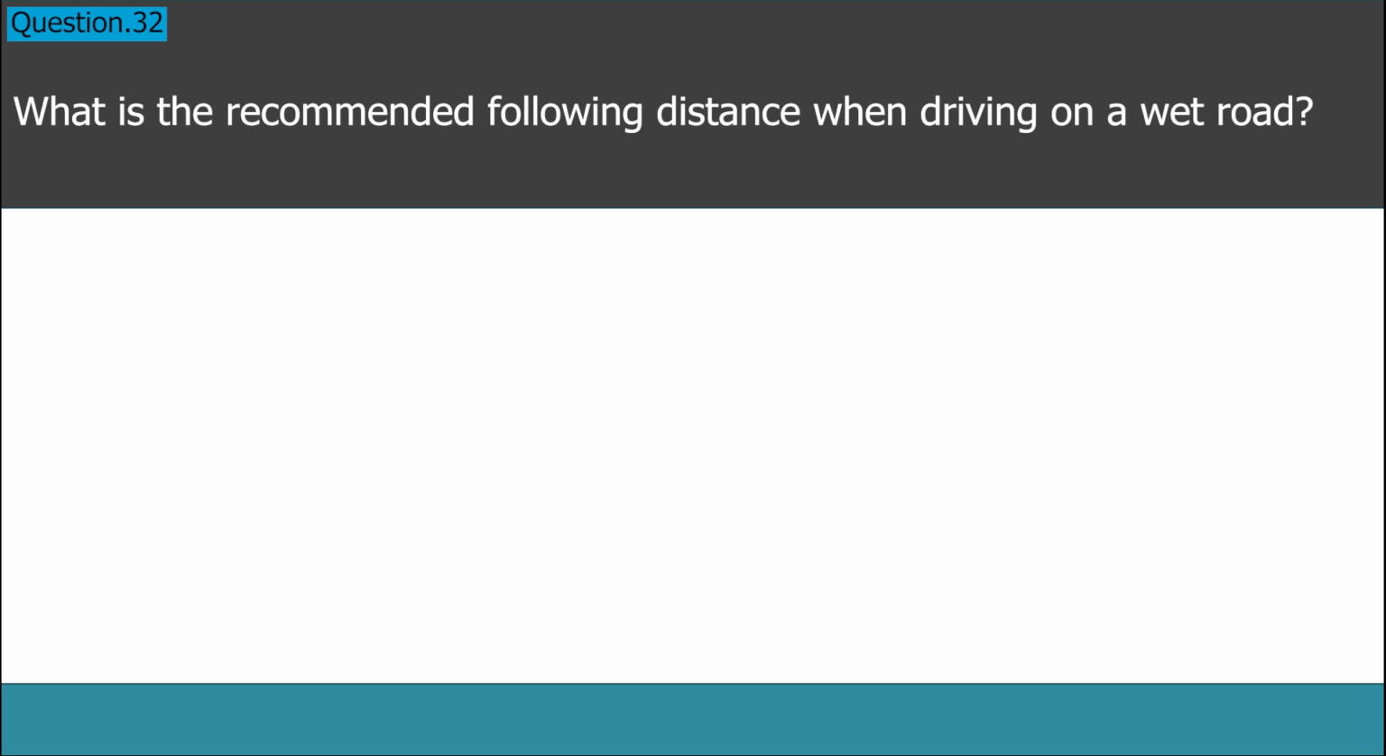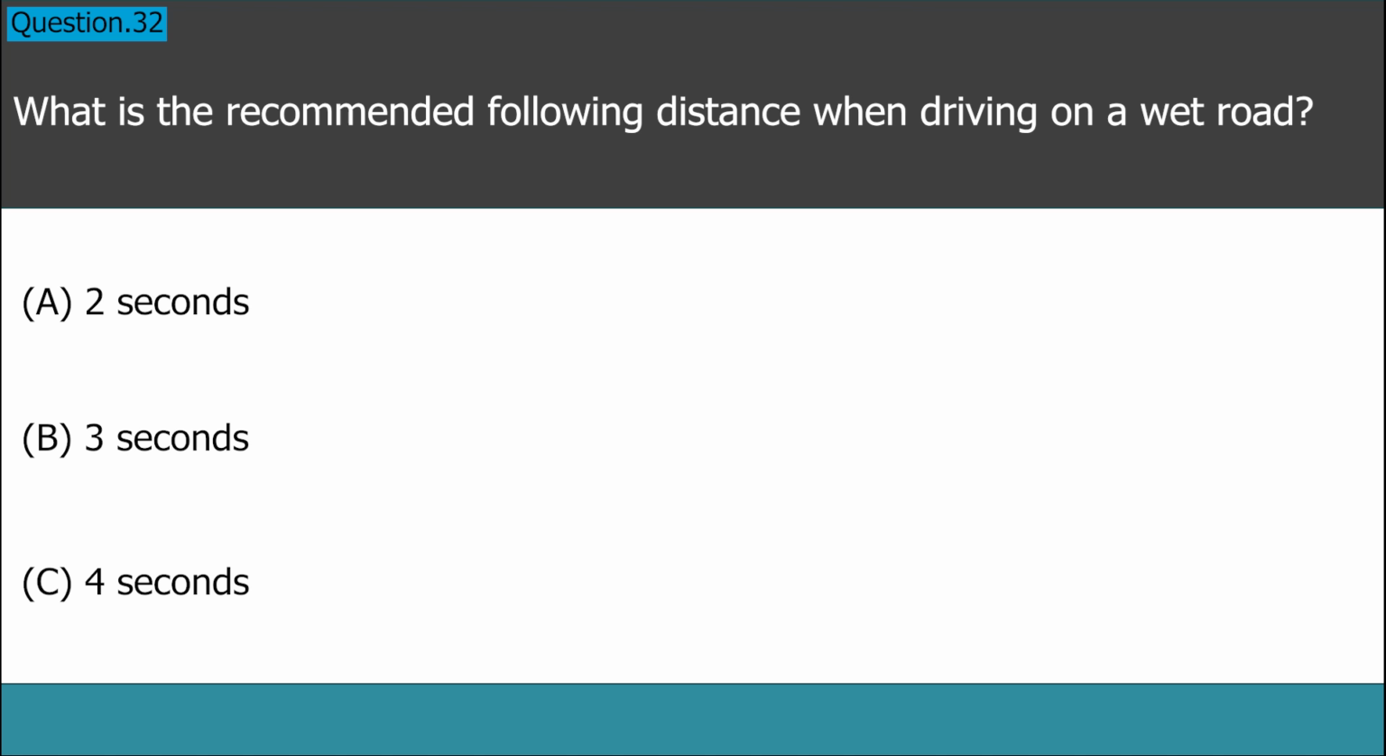What is the recommended following distance when driving on a wet road? A. 2 seconds. B. 3 seconds. C. 4 seconds. Answer: C. 4 seconds. Increased following distance is necessary on wet roads to prevent collisions.